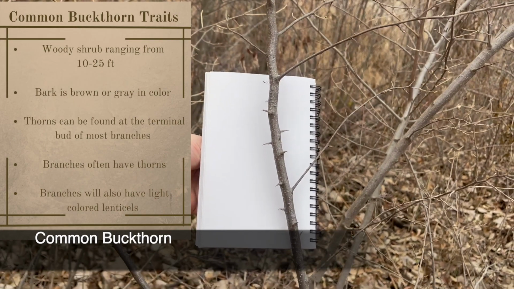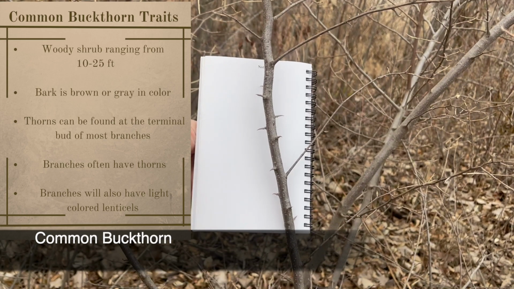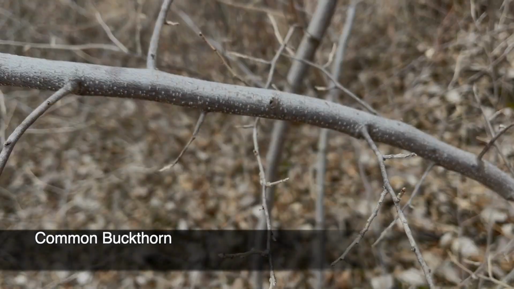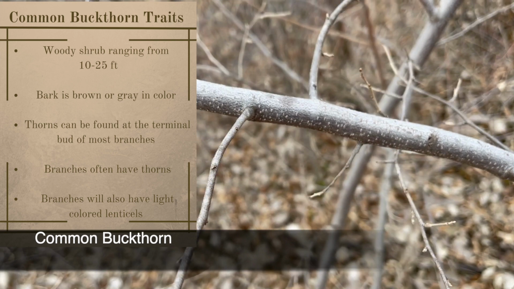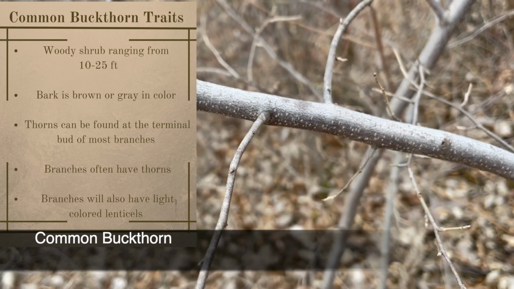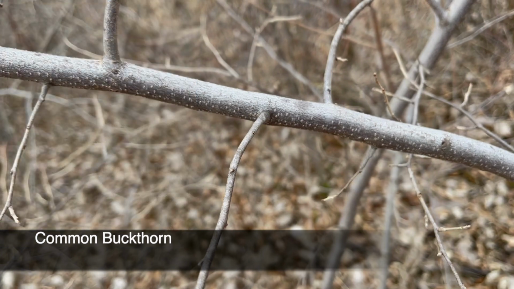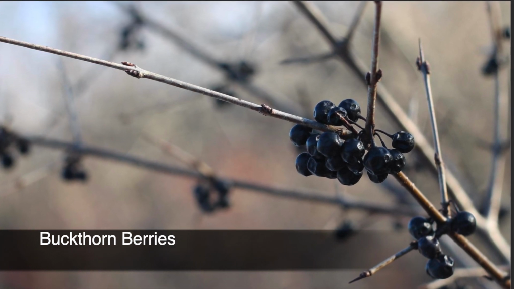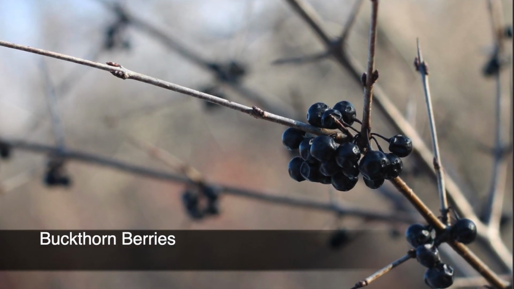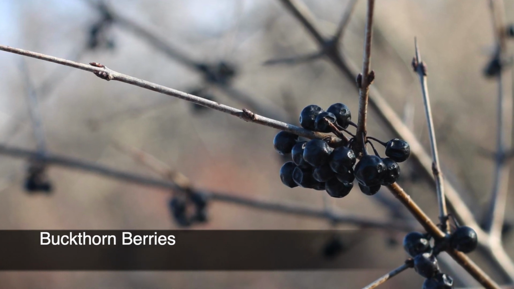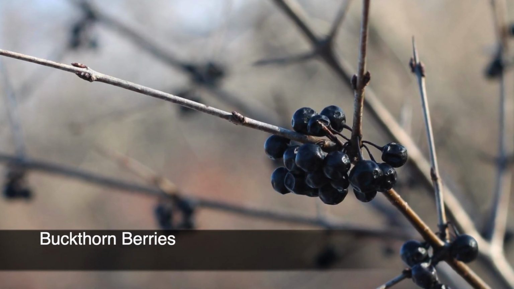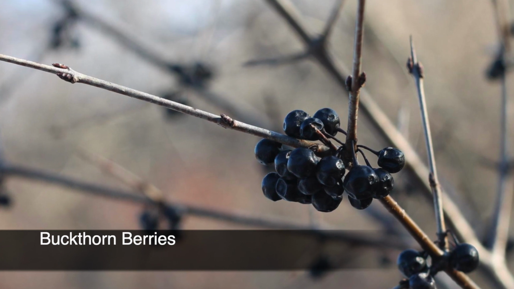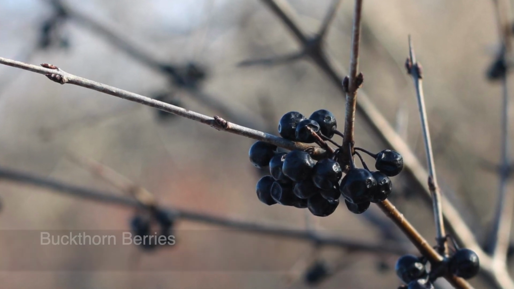It can also have thorns along the branches and trunk. Common buckthorn branches and trunks often have light-colored stripes. These are called lenticels, which allow for gas exchange and respiration. A common method of spread for buckthorn plants is the birds eating the berries and spreading the seeds to new areas. Occasionally, buckthorns will have black, pea-sized berries in the wintertime.